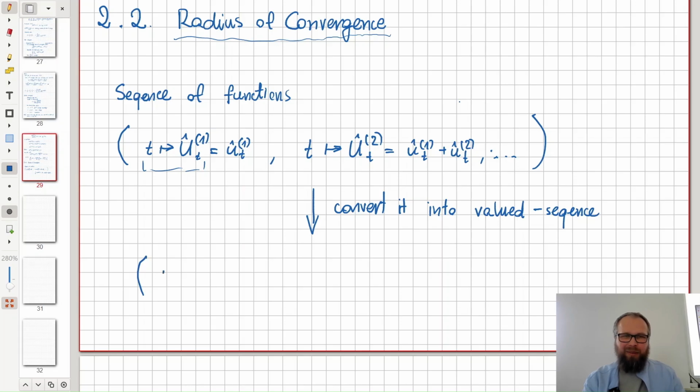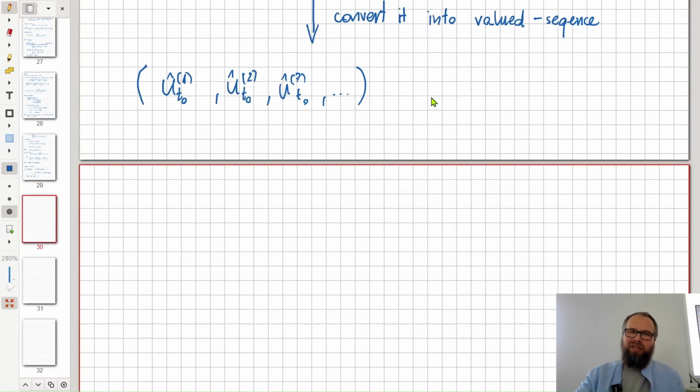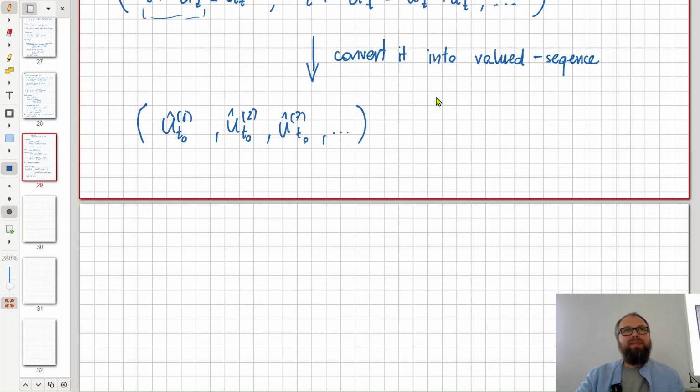And we can do it by, let's say, u_1(t_0), u_2(t_0), u_3(t_0), and so on, right? We just pick some t_0 in some domain and evaluate values. And now we have just a sequence of valued stuff, and we know how to deal with convergence here. We have our definitions of convergence. This is still a set of operators, right? Yeah, it could be operators.